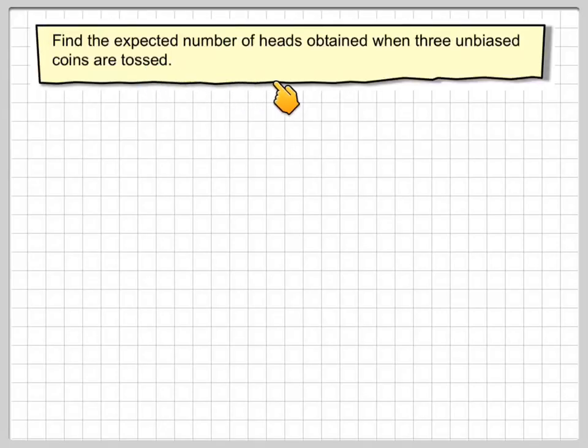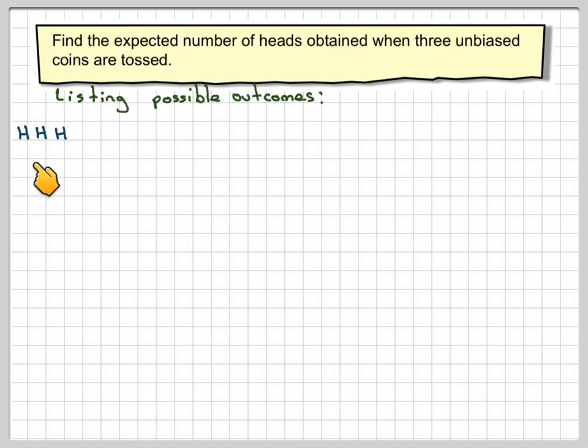Find the expected number of heads obtained when 3 unbiased coins are tossed. So listing possible outcomes, we could have head, head, head. We could have head, head, tail, but there are 3 different ways that could happen.